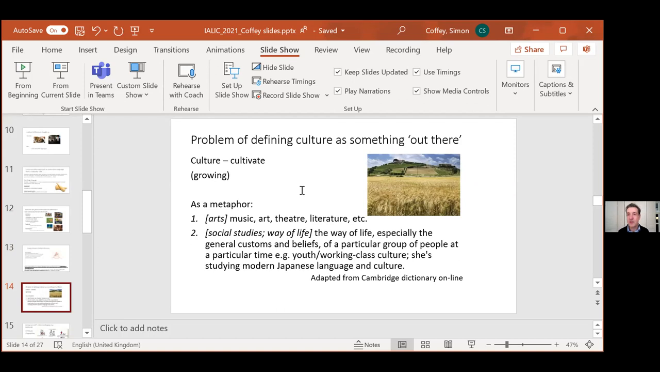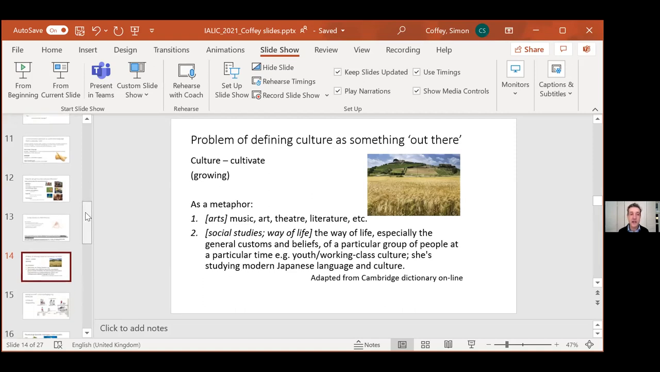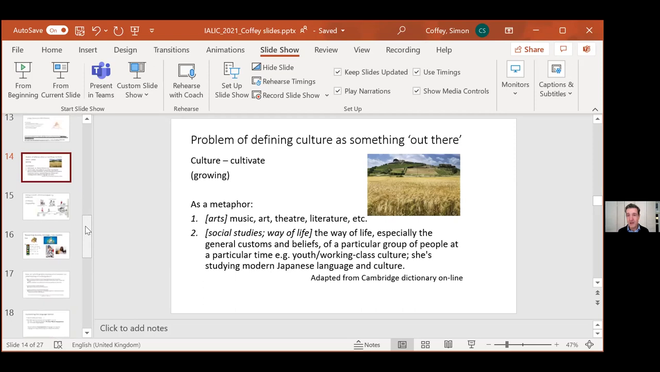My colleague, Brian Street, wrote an article called Culture is a Verb, because he was an anthropologist and saw culture as something you always have to look at up close to see, and then it always moves around. It's not something you can pin down. But how that translates into language teaching, of course, is something I'll talk about now.